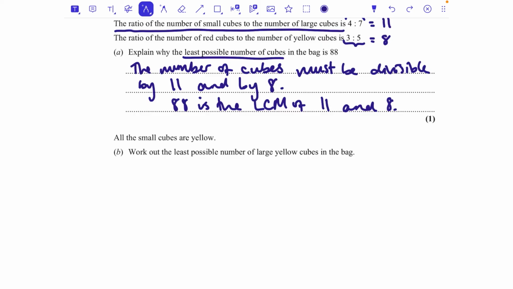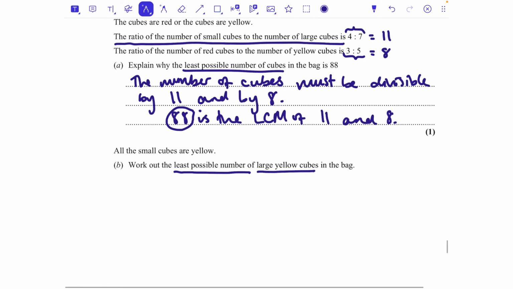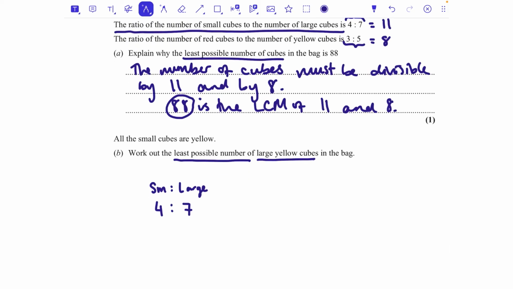All of the small cubes are yellow. Work out the least possible number of large yellow cubes in the bag. So if we're again working out the least possible number of large yellow cubes, we're working on the assumption that there are 88 in the bag. Now I know that small to large is in the ratio 4 to 7. That adds up to 11. Now, if we're sharing 88 cubes in that ratio, we need to multiply both of those by 8. At the minute, it's out of 11, and we want it to be out of 88. So if we times by 8, we know that there are 32 small cubes and 56 large cubes.